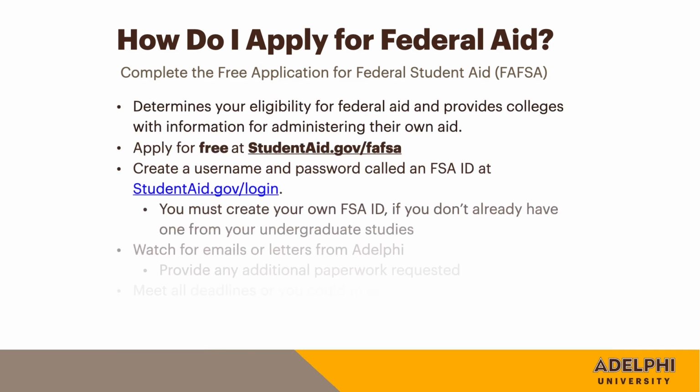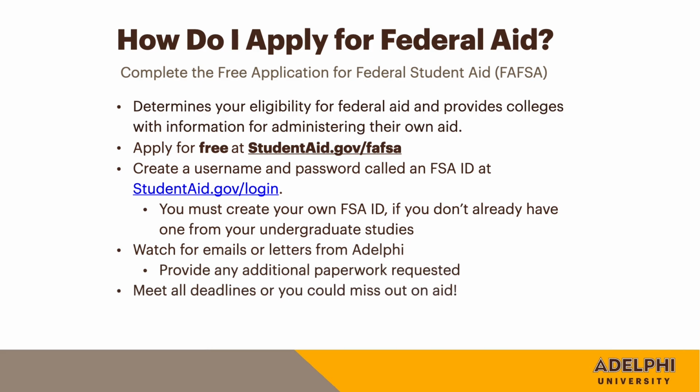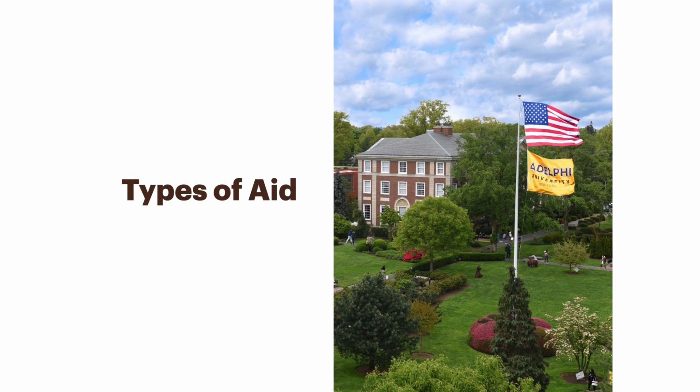You must create an FSA ID if you don't already have one from your undergraduate studies. Once you've been accepted and your FAFSA has been received, it will be reviewed and you will be informed of your aid eligibility. Sometimes additional information is required to complete the review of your FAFSA. Make sure you respond to any communication from our office in a timely fashion so that your aid is not delayed.